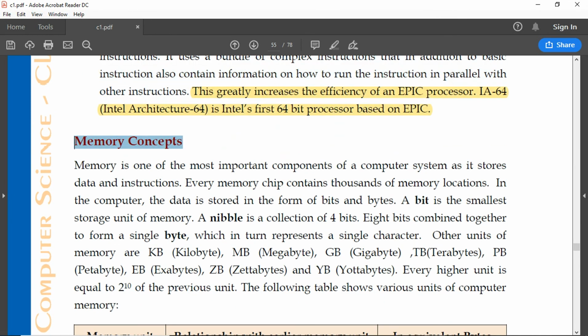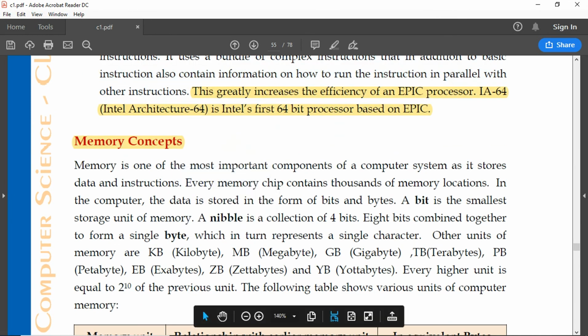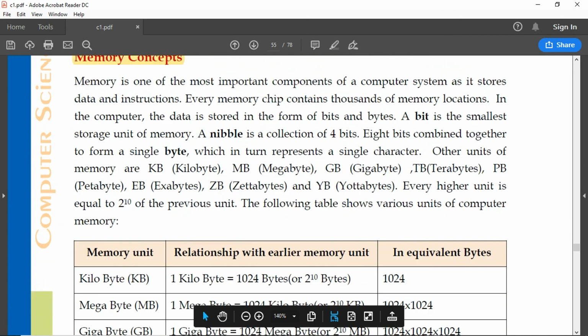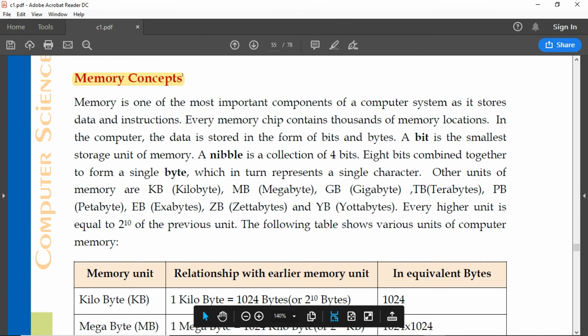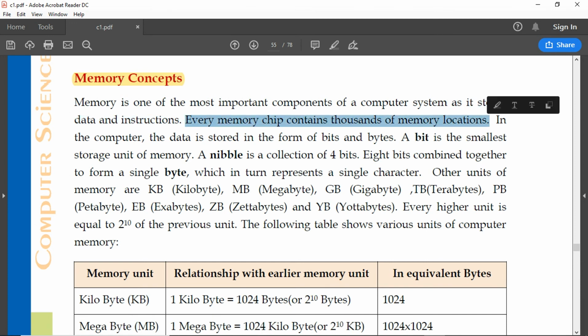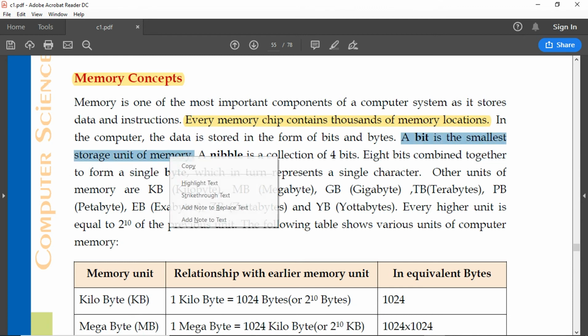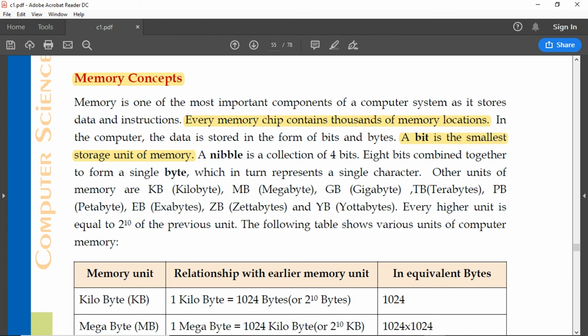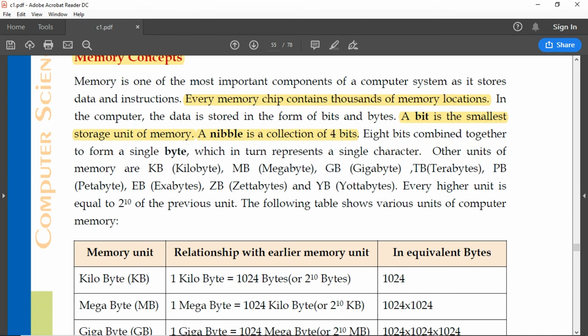Memory concepts. Memory is one of the most important components of a computer system as it stores data and instructions. Every memory chip contains thousands of memory locations. In the computer, the data is stored in the form of bits and bytes. A bit is the smallest storage unit of memory. A nibble is a collection of 4 bits. 8 bits combined together form a single byte, which in turn represents a single character.